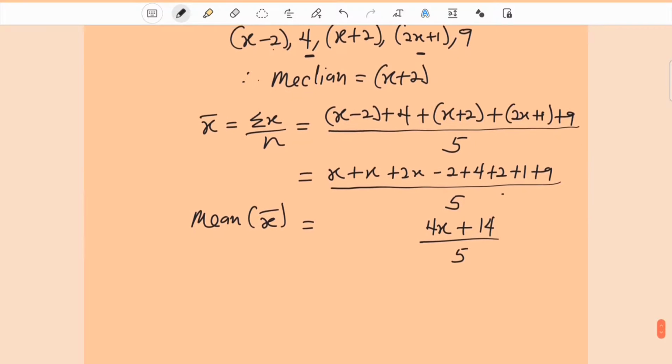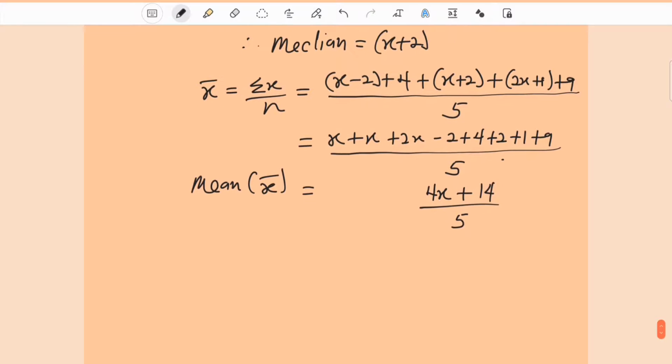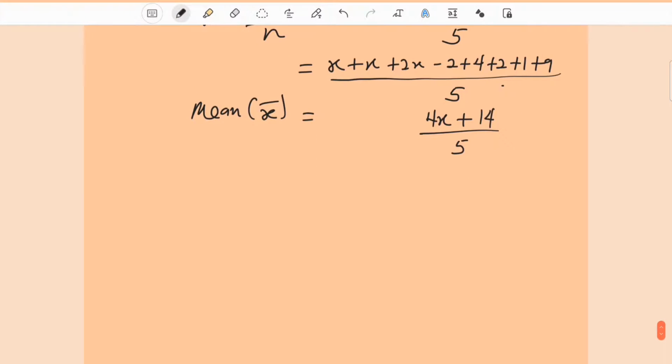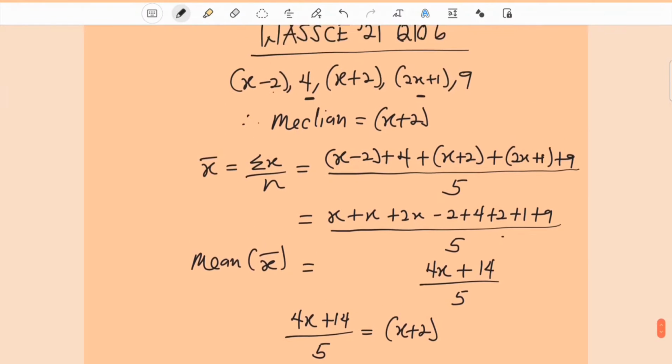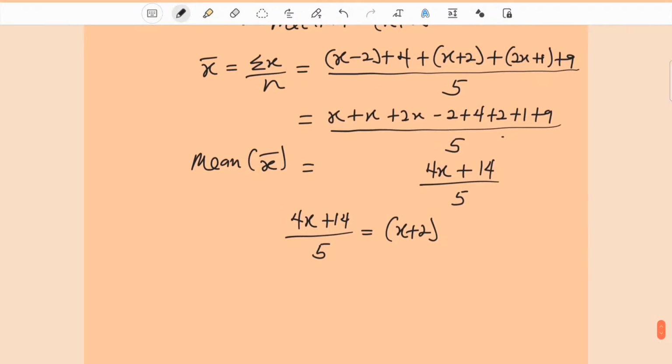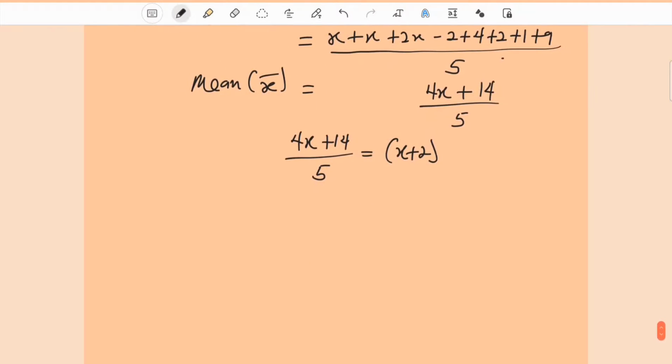Once you're able to get this, the question says that the median is equal to the mean, so we should find the value of x. Therefore 4x plus 14 over 5 is equal to x plus 2. The median was x plus 2, which is over 1. So 5 will multiply x plus 2, and 1 will multiply 4x plus 14. I'm going to expand both.